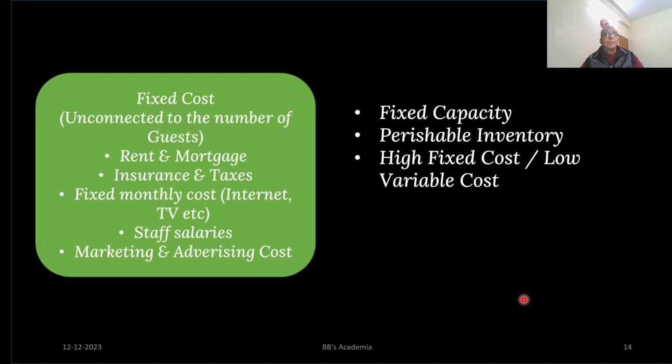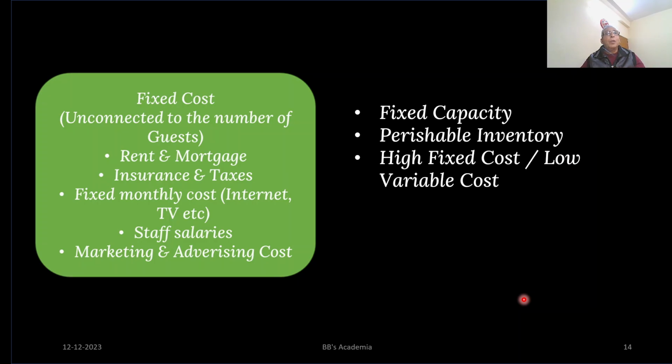Staff salaries, same thing. You cannot say that today the guests are fewer, so the salary for the day is less, or someday when it is higher, it will be a little higher. You cannot say that. Salary is also fixed. Your daily high fixed cost is absolutely fixed. Marketing and advertising cost also does not depend on the number of customers you have in your hotel. It is a high fixed cost. Whether you do business or zero business, this cost will be incurred by you on an everyday basis.